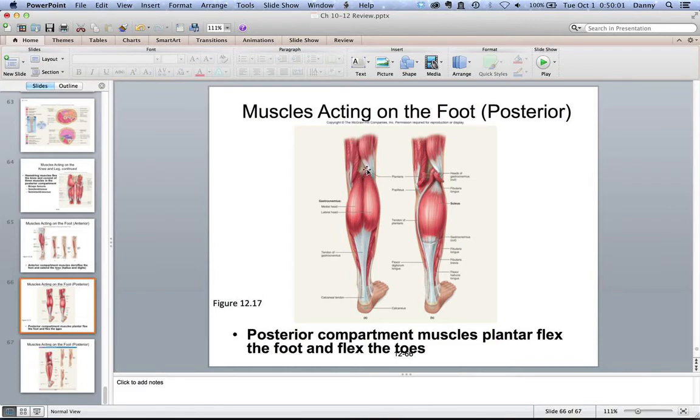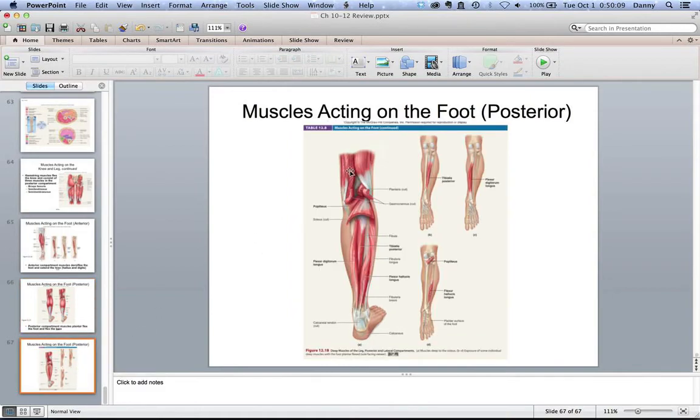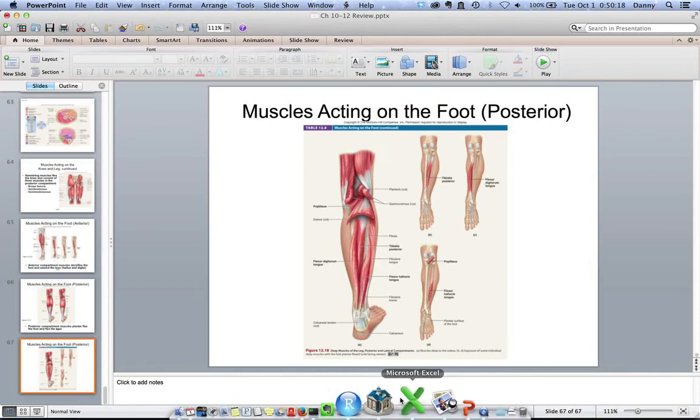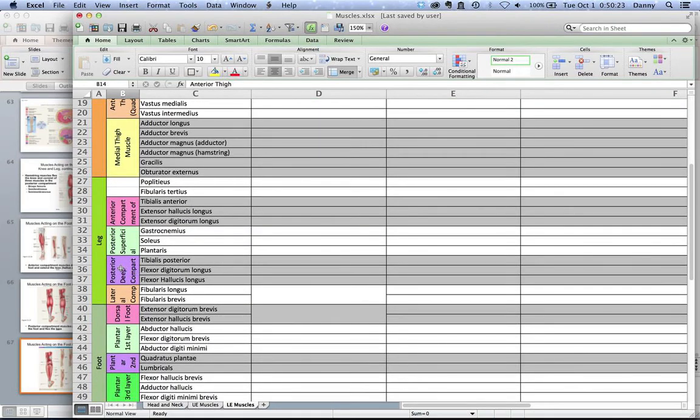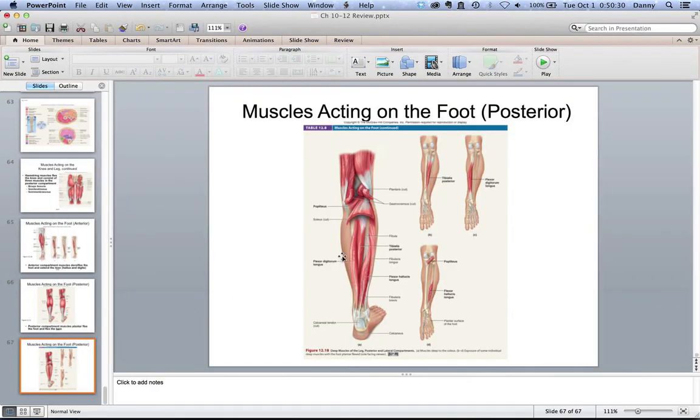Plantaris is a small muscle that apparently isn't very useful, but for some reason I've always liked it. I don't know. And then another posterior compartment. So if you look at the leg, this is going to be the posterior deep compartment, whereas the gastroc, soleus, and plantaris are the superficial compartment. You've got tibialis posterior, flexor digitorum longus, and flexor hallucis longus.